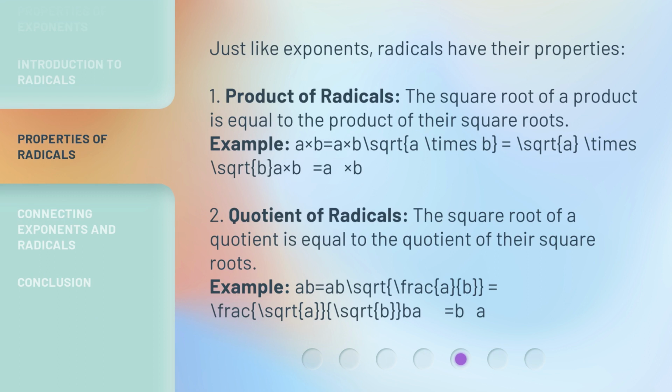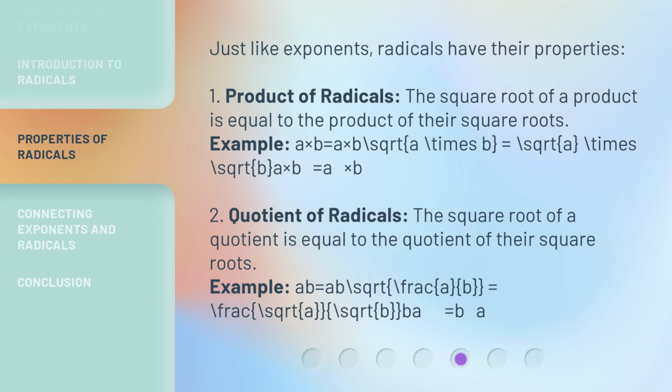Just like exponents, radicals have their properties. 1. Product of radicals. The square root of a product is equal to the product of their square roots. Example: √(a×b) = √a × √b.